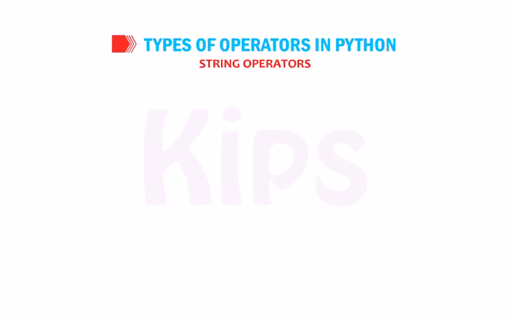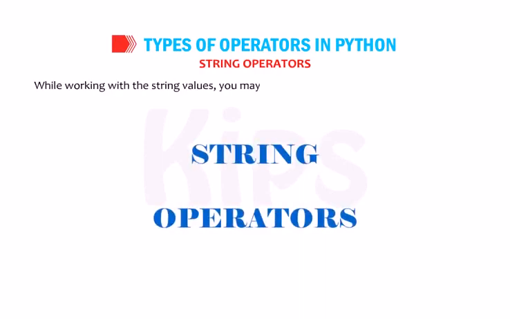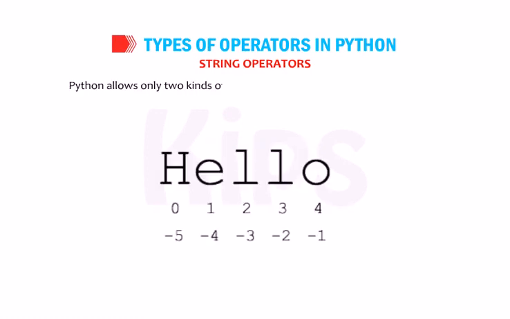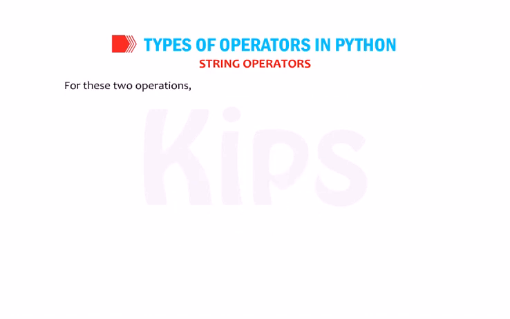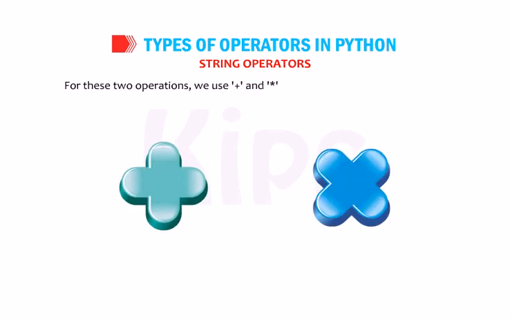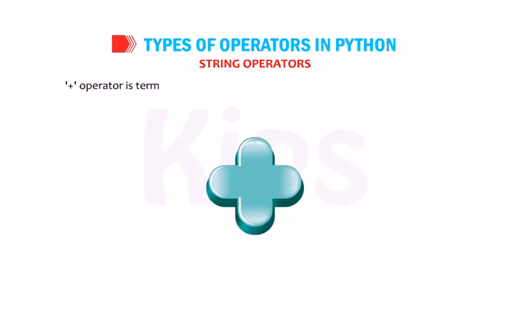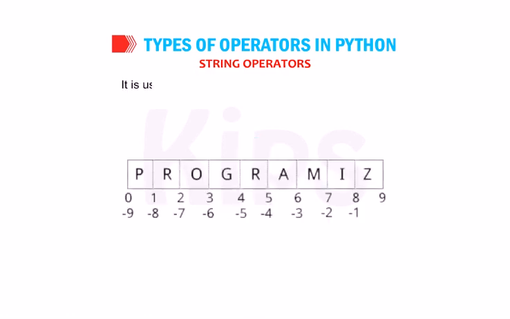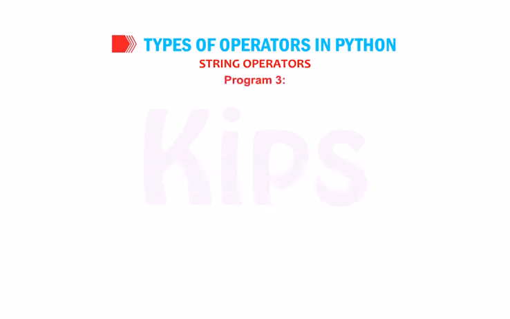String operators. While working with the string values, you may have to perform some operations on them. Python allows only two kinds of operations to perform on string data types. You can either join two strings or replicate a string multiple times. For these two operations, we use plus and asterisk operators on strings respectively. Plus operator is termed as concatenation operator when we use it with strings. It is used to concatenate or join two or more strings. Program 3.